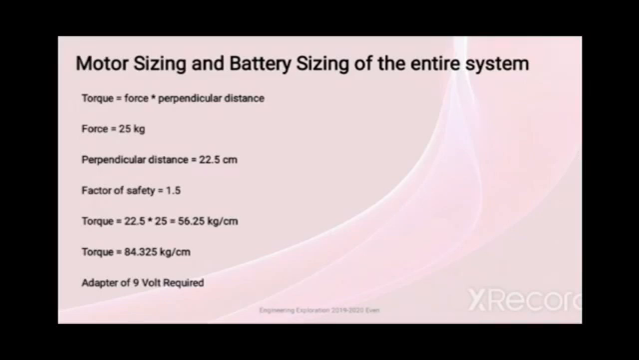Motor sizing and battery sizing of the entire system. We calculate the torque as the product of force and perpendicular distance. We estimate the force to be 25 kg inclusive of the weight of the drum and other mechanisms mounted on the drum. The perpendicular distance is found to be 22.5 cm, including the factor of safety of 1.5, and hence we calculate the torque to be 84.325 kg-cm. This leads us to a conclusion that we require an adapter of 9 volt.